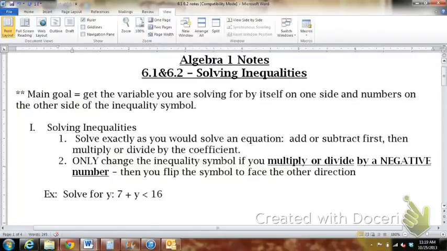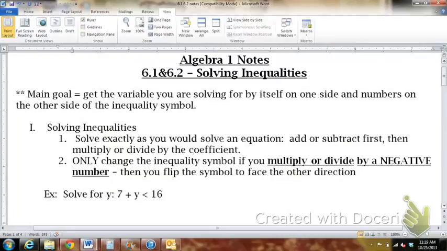We're going to do section 6.1 and 6.2 notes together because they're extremely closely related. So what we're doing now in chapter 6 is we're solving inequalities. And inequalities are expressions that don't have an equal sign. They have a less than or greater than symbol instead.